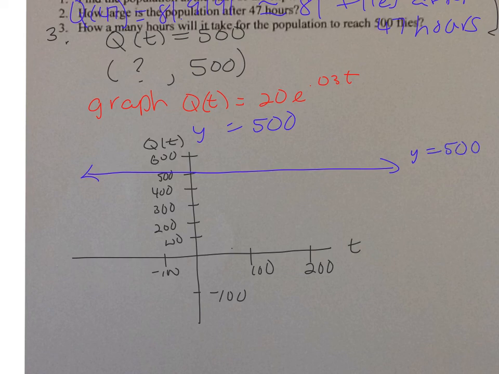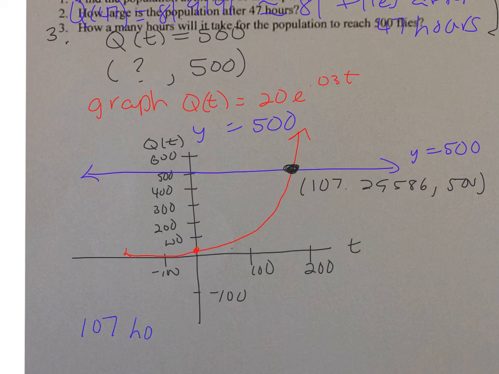So when I graph Q of T, I know at 0, it's going to go through 20. So it's going to look like this. And so now I want to know, when are my flies going to be 500? So I want to find that point of intersection. So do second calc, number 5 is intersect. Okay, and this comes out to be 107.29586, comma, 500. So 107 hours for the population to reach 500 flies.